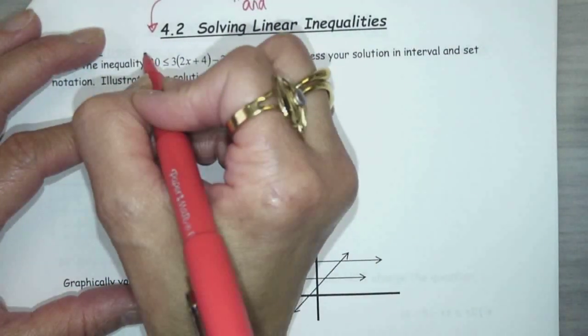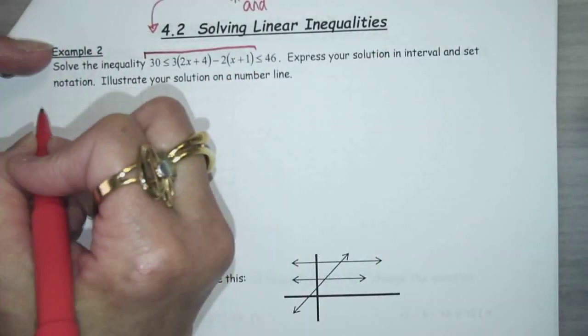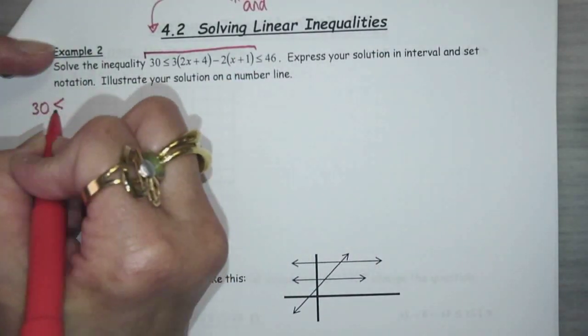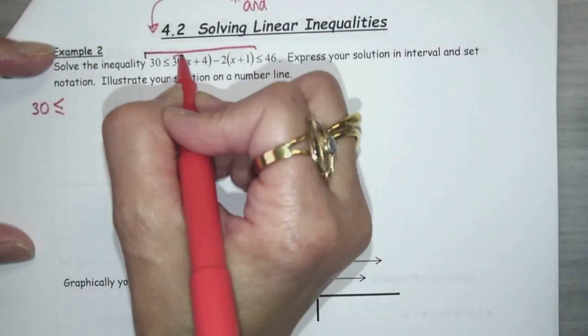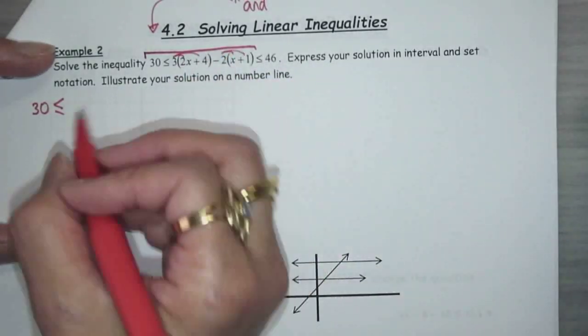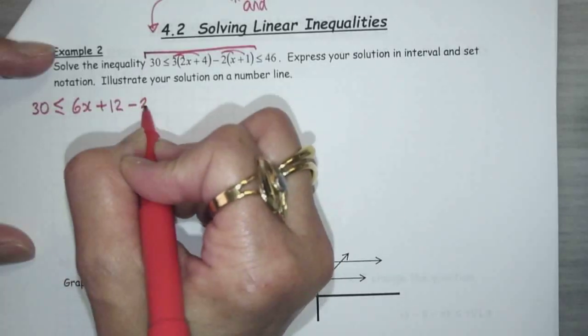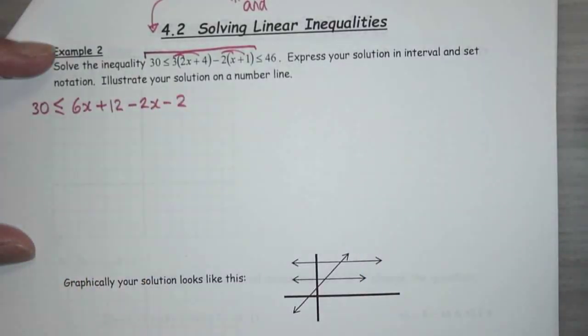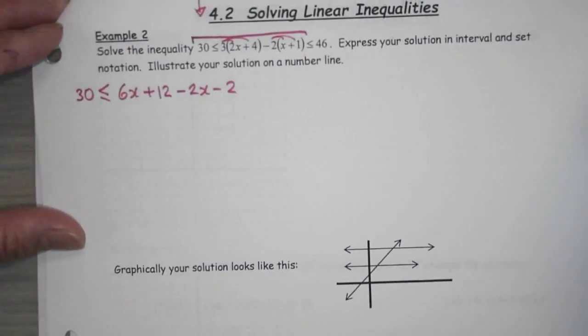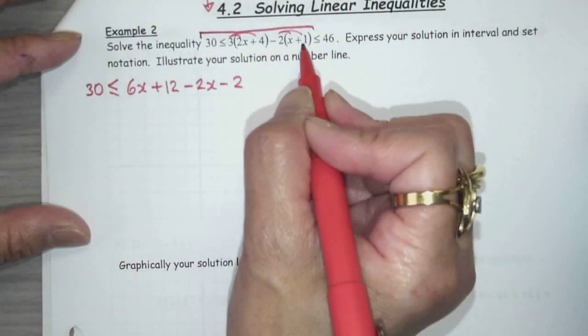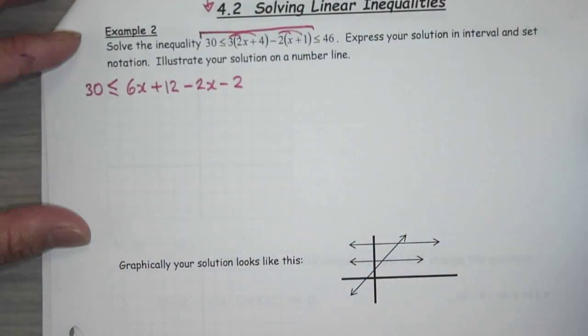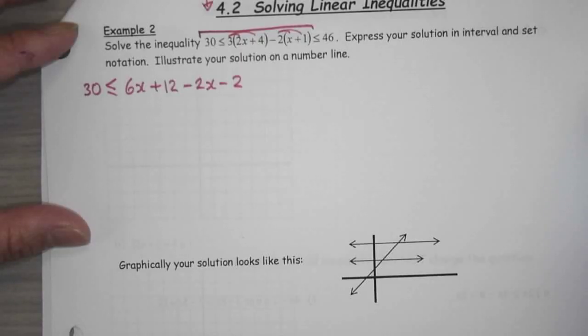So take the left side with the middle, and we're going to go 30 is less than or equal to 6x plus 12 minus 2x minus 2. I'm going to distribute in one step, so I can save a step. I distributed as I brought it over here, just to save me a step. Okay?